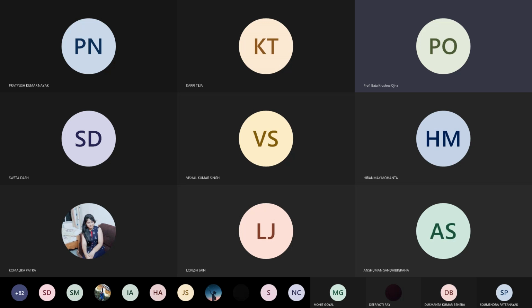Anyone? Any doubt? Lokesh Jain? Yes, sir. Do you have no doubt? No, sir. Are you actually solving or not? If you solve, then you have doubts. If you solve and have no doubt, very good. I am solving, sir.